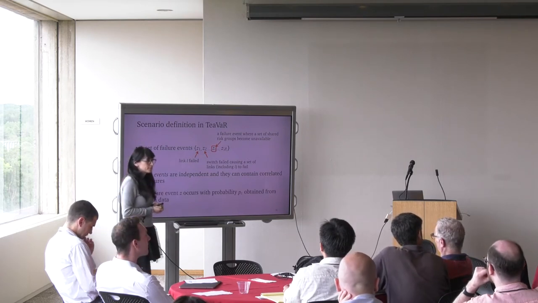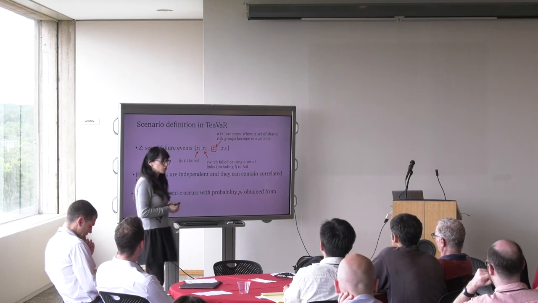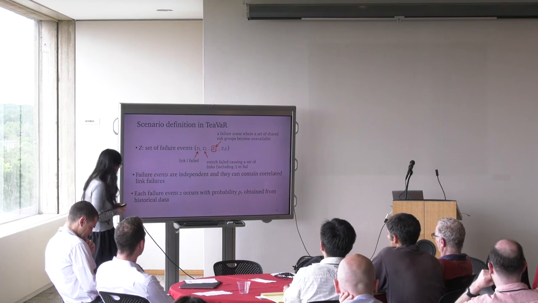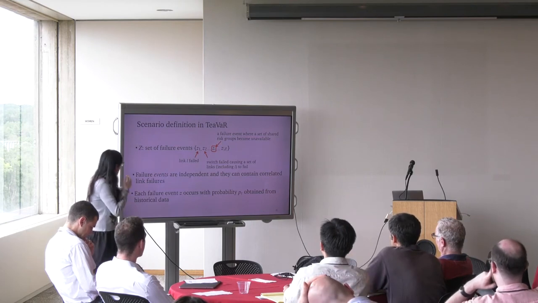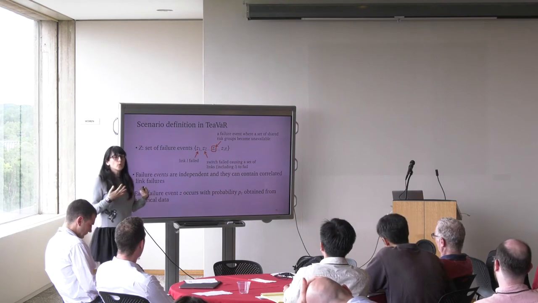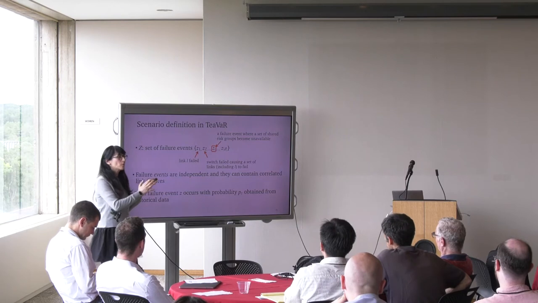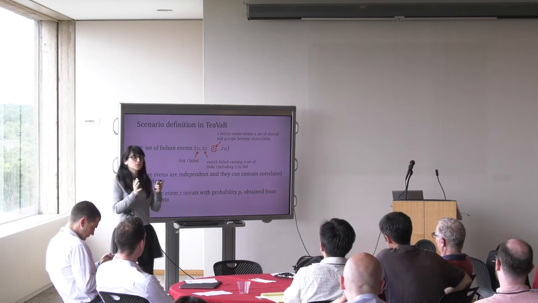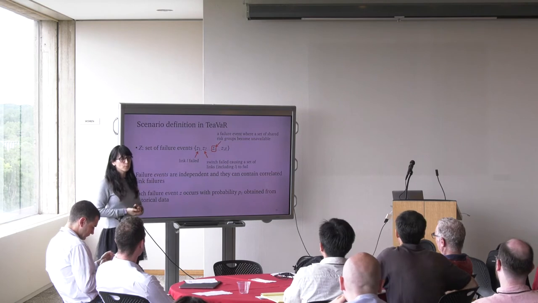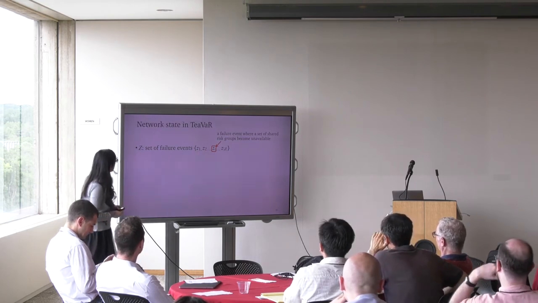But the number of failure events can be very large. That's a good question to have. Give me a couple of slides, let me get there. Each failure event occurs with some probability that we are proposing to obtain from historical data. We also have a way of showing that there is a distribution that matches the historical probability that we obtained from Microsoft. But I'll get there in a few slides.